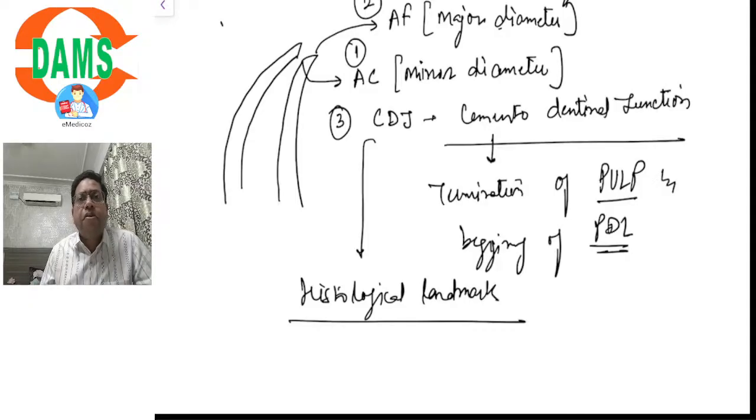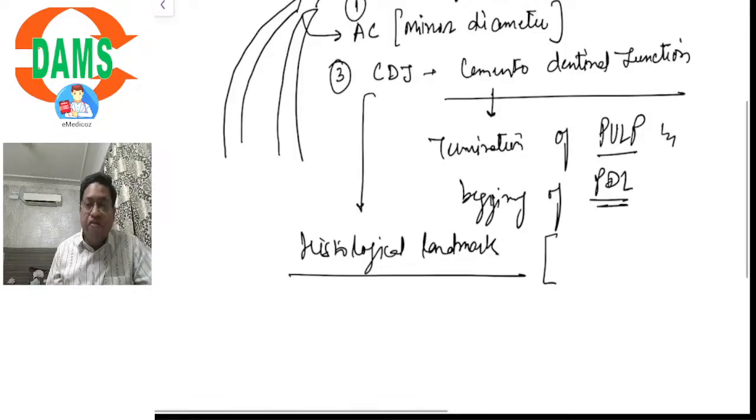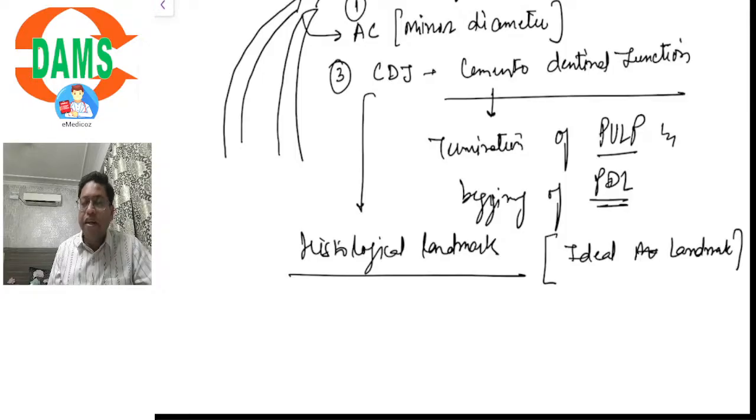So in the anatomy of the root apex, there are three important landmarks: the apical constriction, apical foramen, and the CDJ. Since root canal procedures are done in the root canal space, that is the pulp treatment is done, this CDJ is the ideal landmark. It is considered to be the ideal or the optimal landmark for the termination of root canal procedures. But the problem is that we cannot determine it clinically or radiographically. So apical constriction is considered to be the best practical landmark.